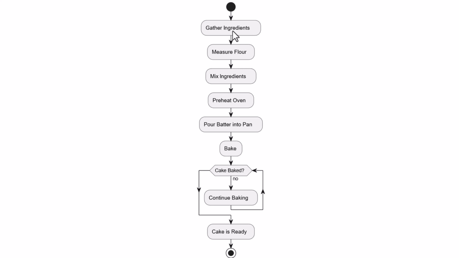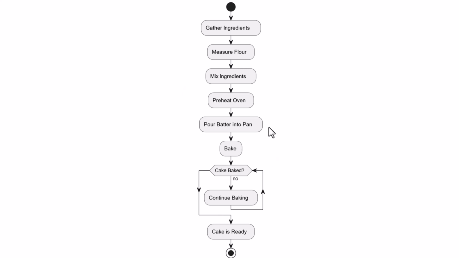So you have to follow this. You gather the ingredients, then mix the flour, mix the ingredients, preheat the oven, then pour the batter into it, then bake it, and you have to check whether the cake is baked or not. If not, then you have to continue baking. Otherwise, if it is baked, then you take it out from the oven, and then it's ready and you can serve it. In this way, this is the algorithm for baking a cake.